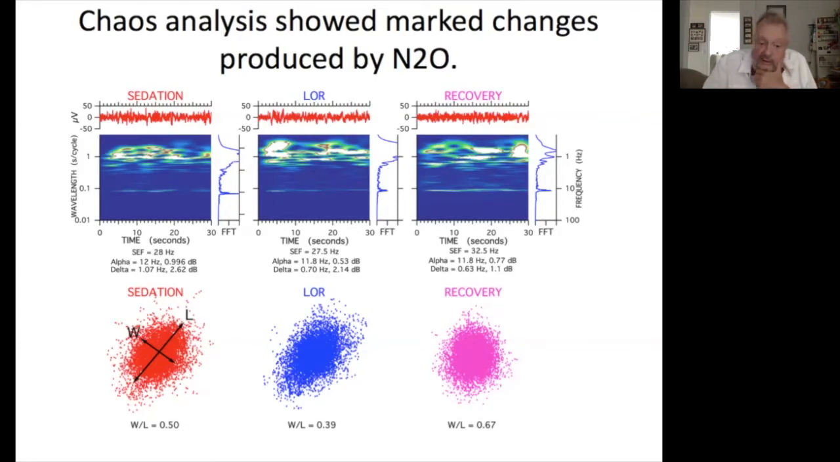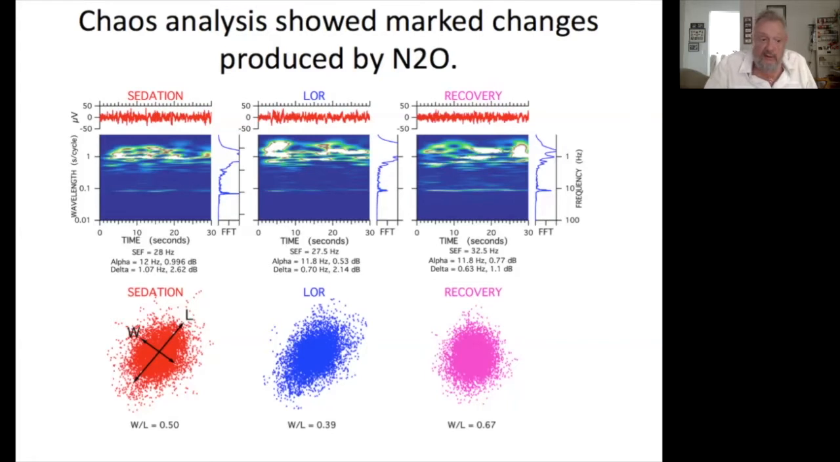Here we can see a distinct change if we measure the width and the length of these attractors. They're generally elliptical ellipsoids in three-dimensional space. Of course, we're looking only in 2 dimensions at these images, but this would be much like a rugby ball that shrinks down more like a football at the deepest level of nitrous exposure. And the width to length ratio decreases from 0.5 to 0.39 and then bounces back up on recovery. So clearly we're seeing changes across conditions with the chaos analysis.